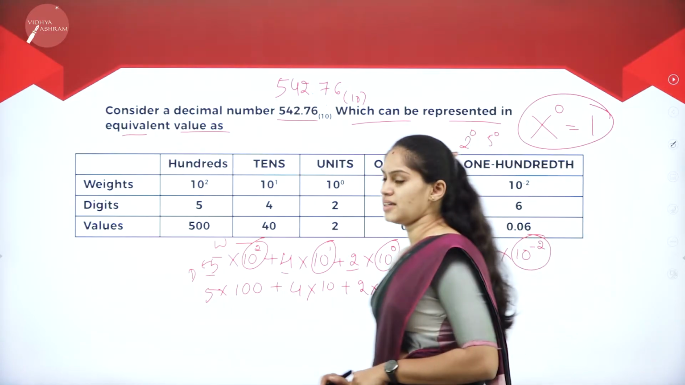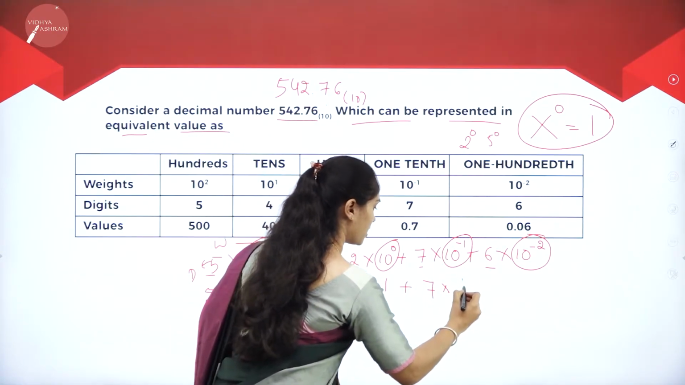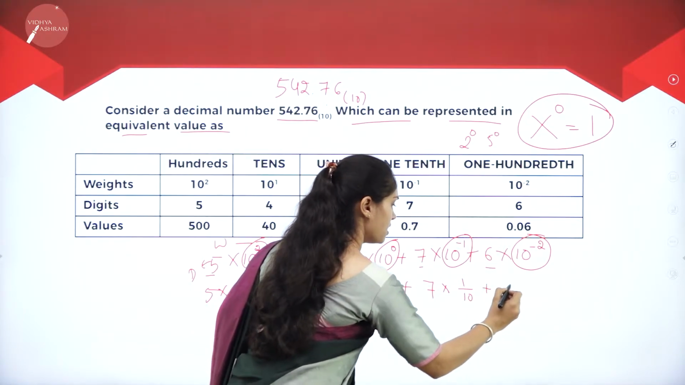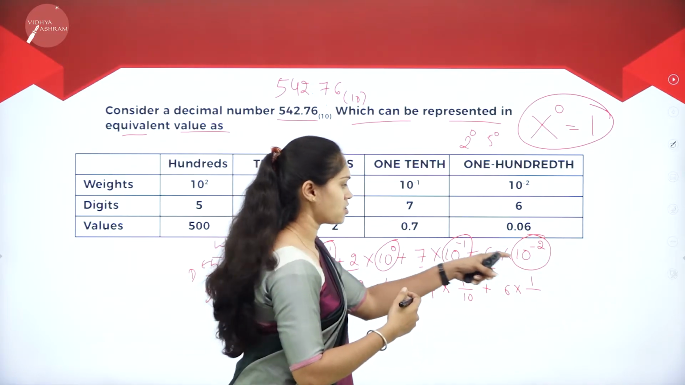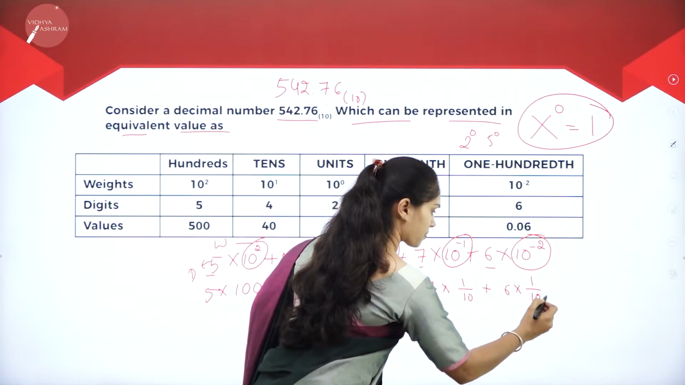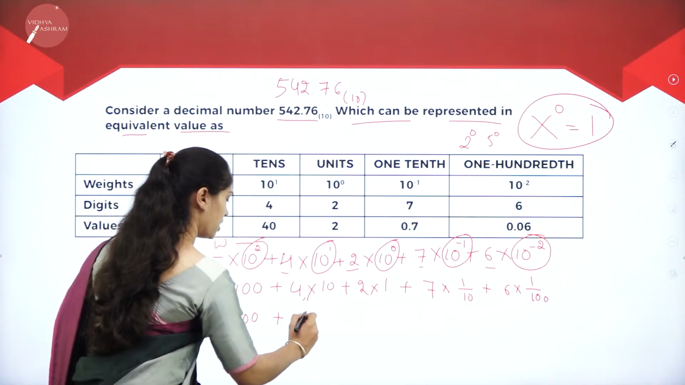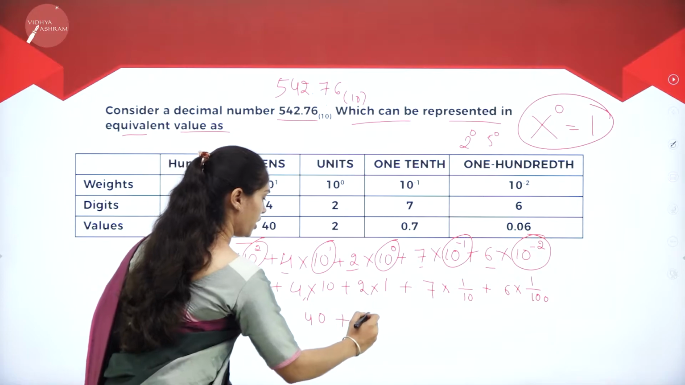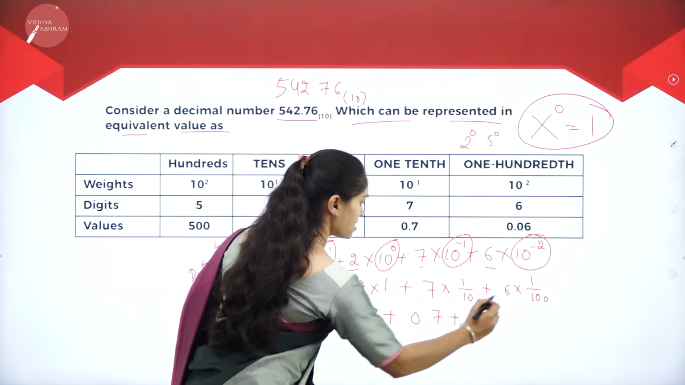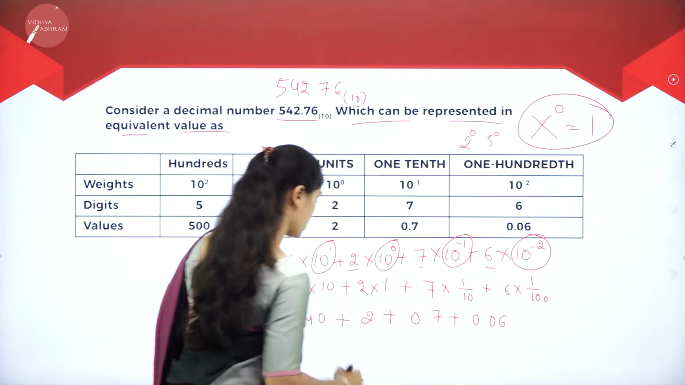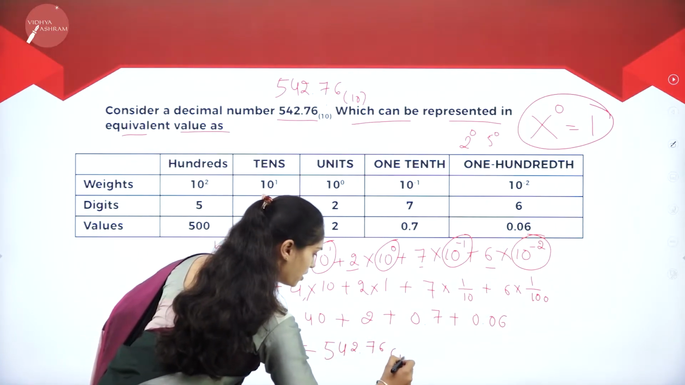Then how are we going to represent the minus powers? 7 into 10 power minus 1 is nothing but 1 by 10, plus 6 into 1 by 10 power 2. So it becomes the reverse. 10 power 2 in the sense 100. Now we are going to find the value. It becomes 500, plus 40, plus 2 into 1 is 2, then 7 into 1 by 10 is 0.7, plus 0.06, and we are going to get 542.76, which is to the base 10.